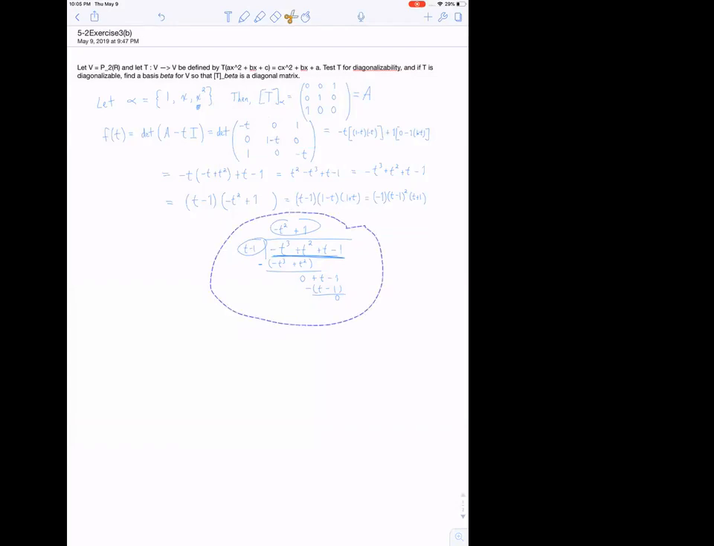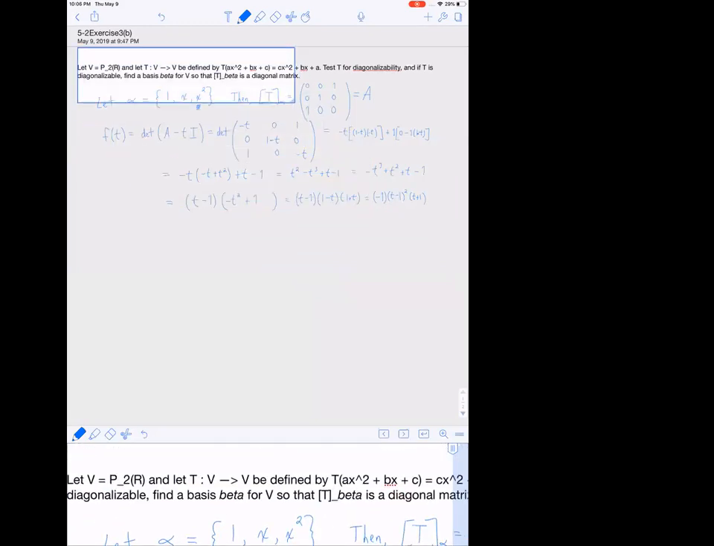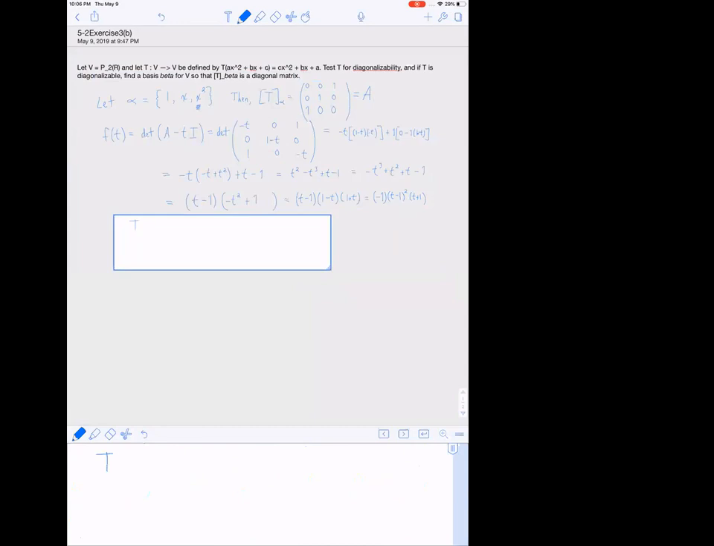All the roots of the polynomial are shown in the linear factors. This is written as t minus 1 and t plus 1. Well, those are definitely real numbers, 1 and minus 1. So this is fine. It splits over the field R. So good. T splits. I shouldn't say T splits, I'm sorry. I should say that the characteristic polynomial for T splits.